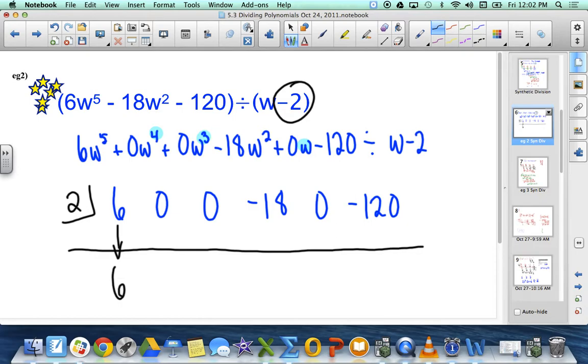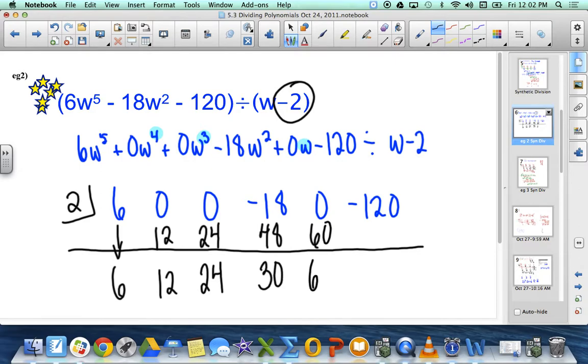2 times 6 is 12, and we get 12. 2 times 12 is 24, and we get 24. 2 times 24 is 48, and we get 30. 2 times 30 is 60, and we get 60. 2 times 60 is 120, and you get 0. Is w minus 2 a factor? Yes, it is a factor.